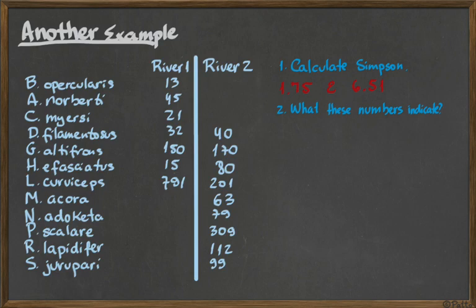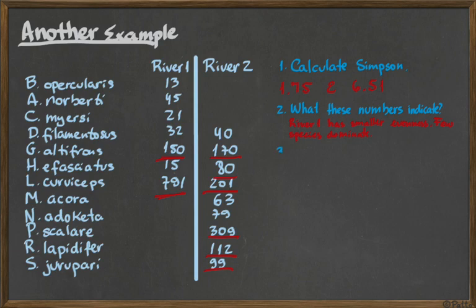What does it mean? These numbers are indicating that river number 1 has a smaller evenness, so it has few species dominating the entire place. We see here that we have 771 of L. curviceps, and we have few of the others, while we have quite a few, 150 of G. altifrons, but all the others are less than 100. And here we have more than 100, almost 100, more than 100, more than 100, almost 100. So we have a more even distribution of species.